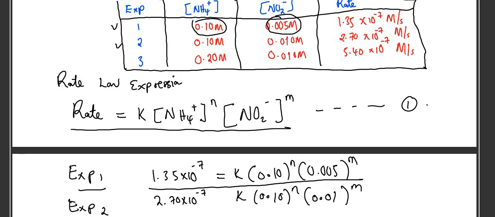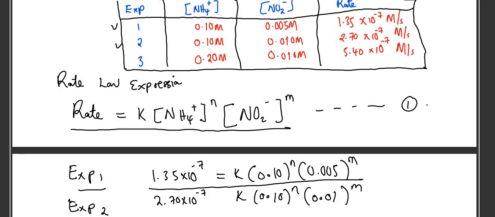Then we do the same for the bottom, and we are dividing experiment 1 divided by experiment 2. So what led to our choice? We've said we choose 2 experiments all the time. You choose 2 experiments where one concentration is kept constant and one is changing. That's how you handle it if you have 2 reactants. We had ammonia ion and the nitrogen dioxide ion. So meaning we need to keep one constant and one should be changing.